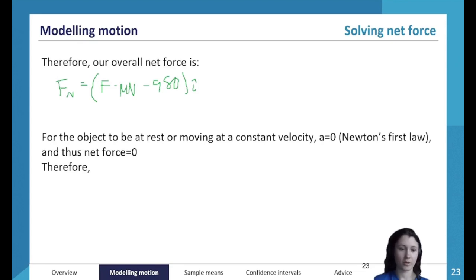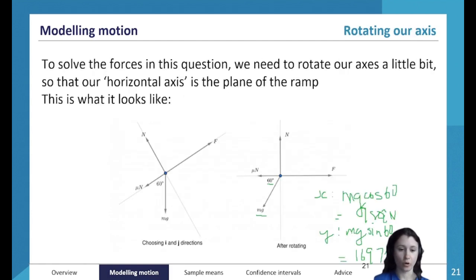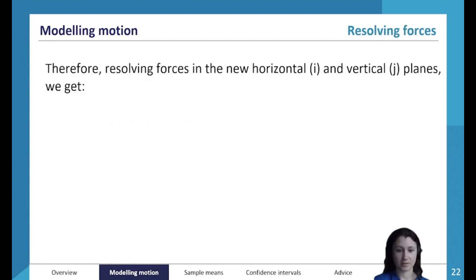Now getting onto the j components, we're going to have the normal force, because remember, in the j direction, we have the normal force, and we also have the vertical component of this vector here. So we're going to have the normal force minus this 1697 here.